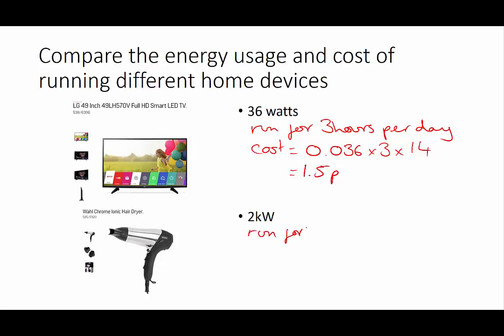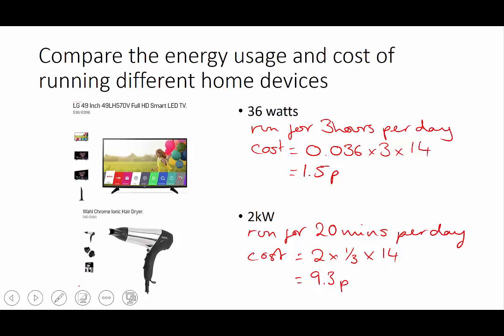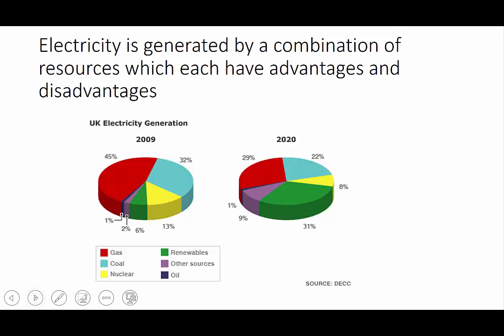If we take another example with a hairdryer, 2 kilowatt hairdryer, run for only 20 minutes. So that would be a third of an hour. So to work out the cost, we do 2 times a third, or 0.33, times 14. And that gives us a cost for running our hairdryer of 9.3p. So much better to watch the TV, much less expensive.